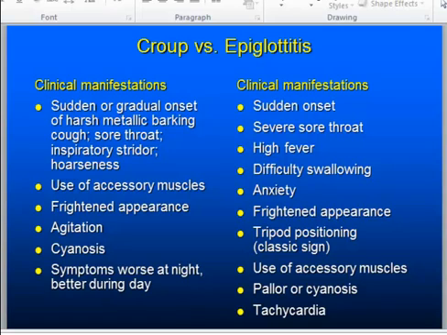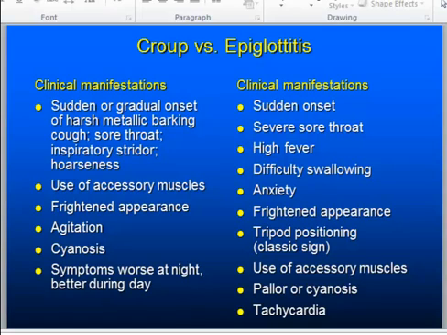I don't want you to pay attention to the epiglottitis at this time. We're going to do epiglottitis in the spring, but know that croup often begins at night and may be preceded by several days of symptoms of upper respiratory tract infection.